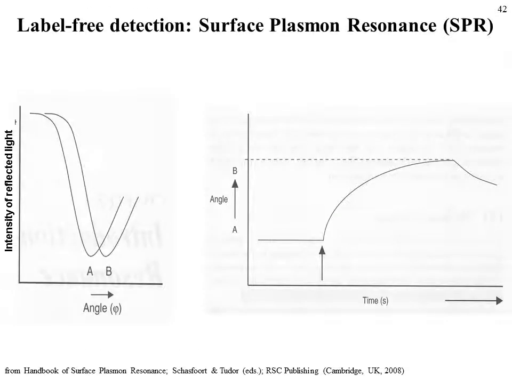This change in angle is shown here on the left side. As the thickness of the layer changes, or as the receptor binds, the angle moves from A to position B. This can be measured in real time, in this case in seconds, leading to a kinetic binding curve shown on the right side.